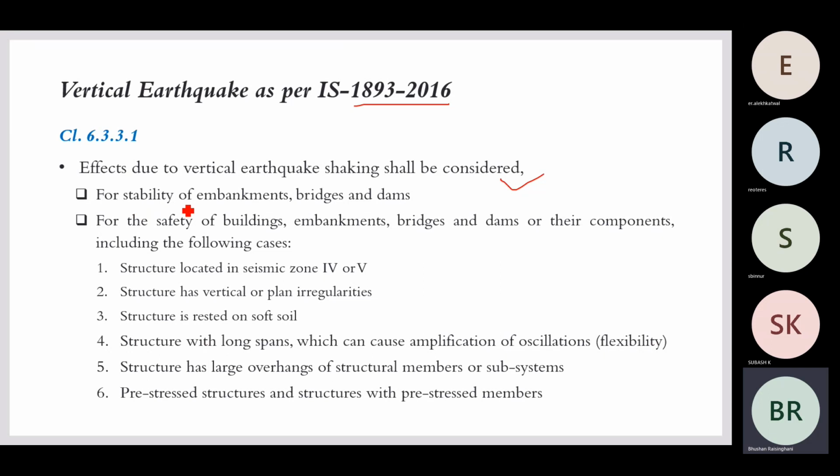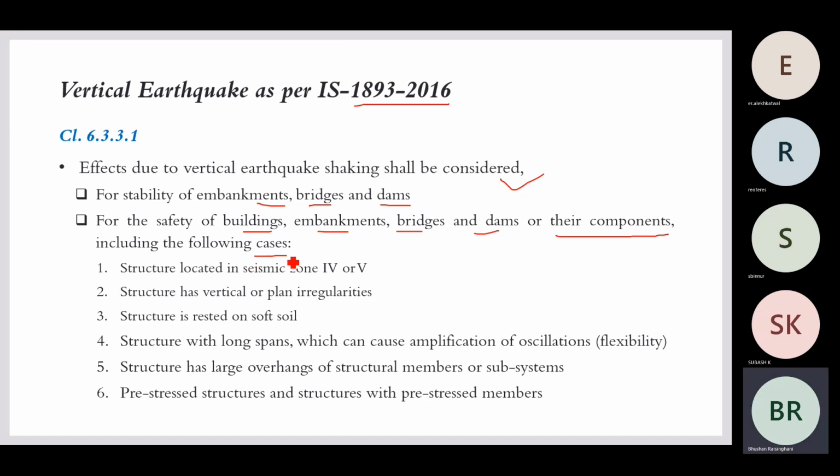So it shall be considered for stability of embankment, bridges and dams. Whenever you are dealing with the bridges, the mass is very heavy, and if the vibration takes place in the vertical direction, it will cause a lot of shear in the bridge piers as well as in the girders. That is why vertical earthquake is very important for dams, bridges and embankments. It is also for safety of buildings, embankment, bridges and dams or their components. Whatever components are attached to the buildings, embankment, bridges and dams, all of that shall also be checked for vertical earthquake.